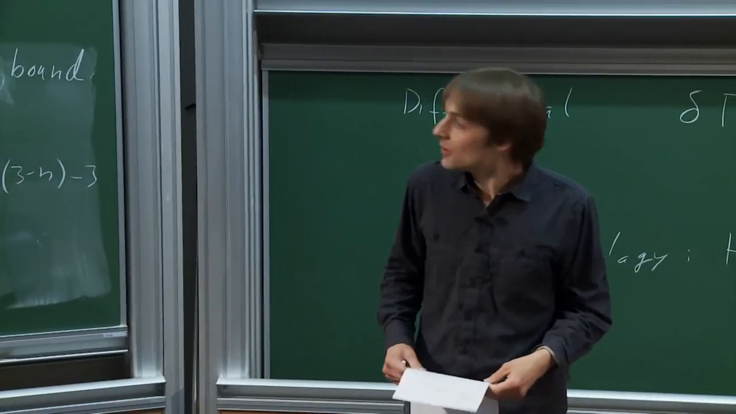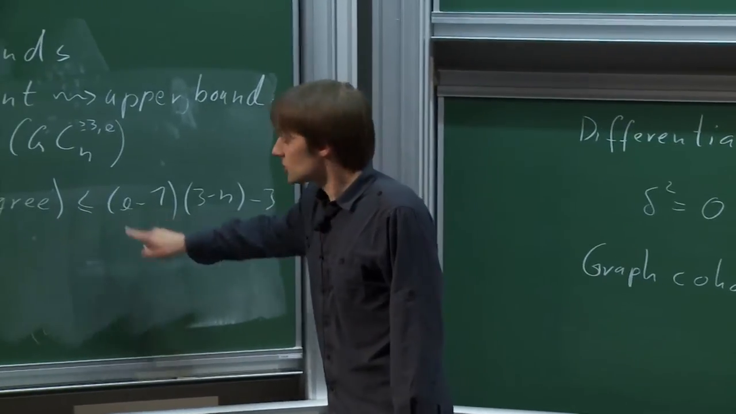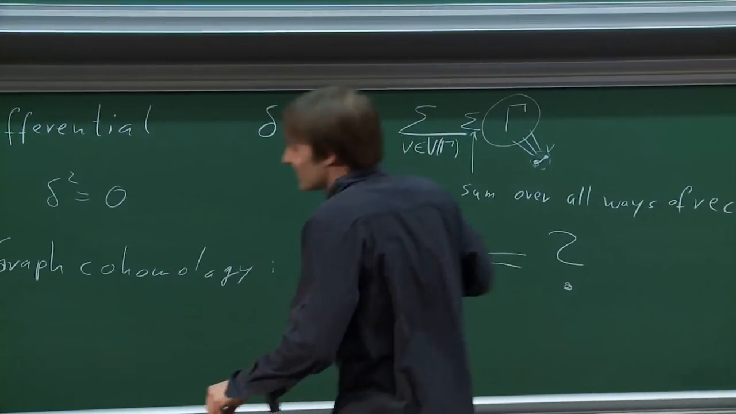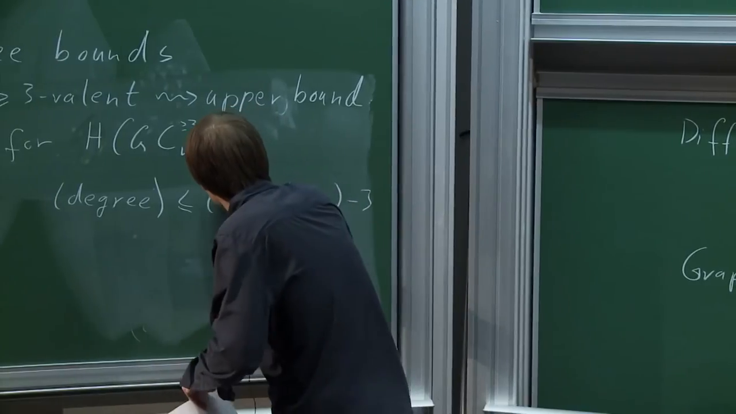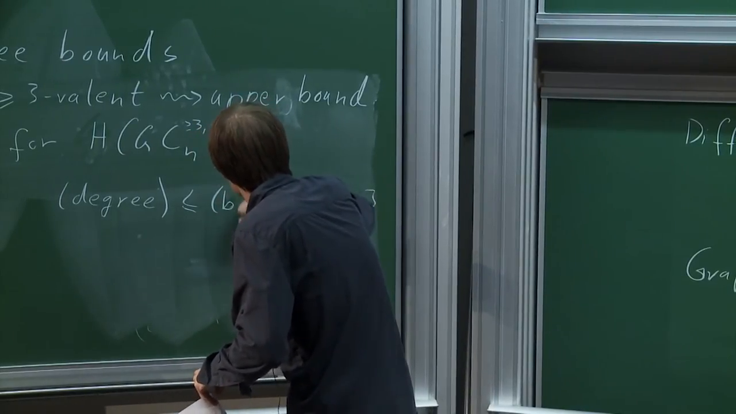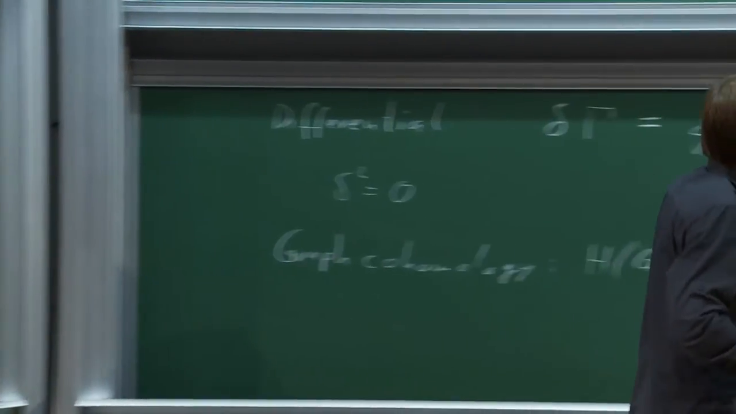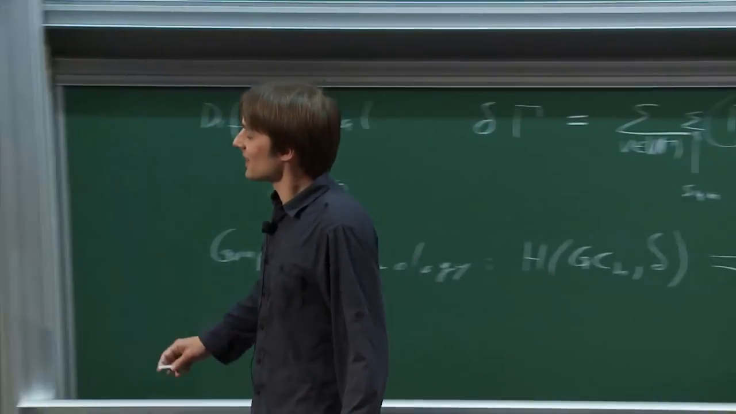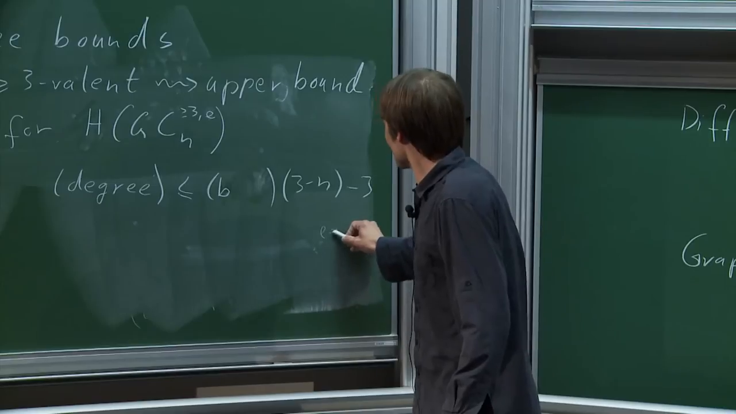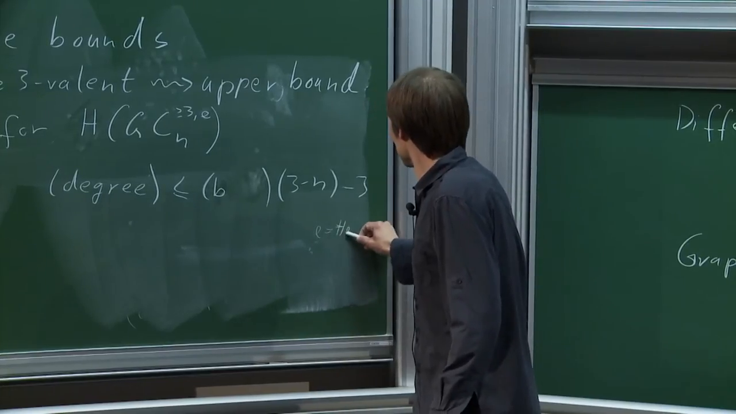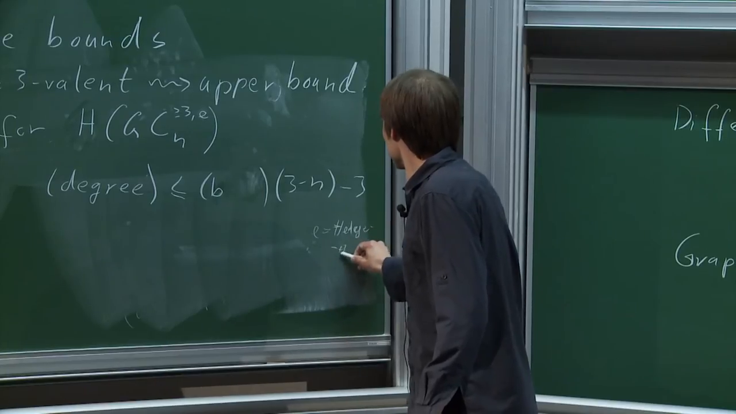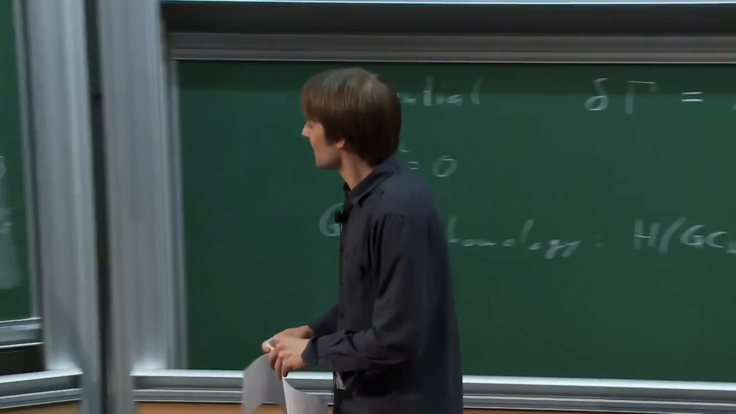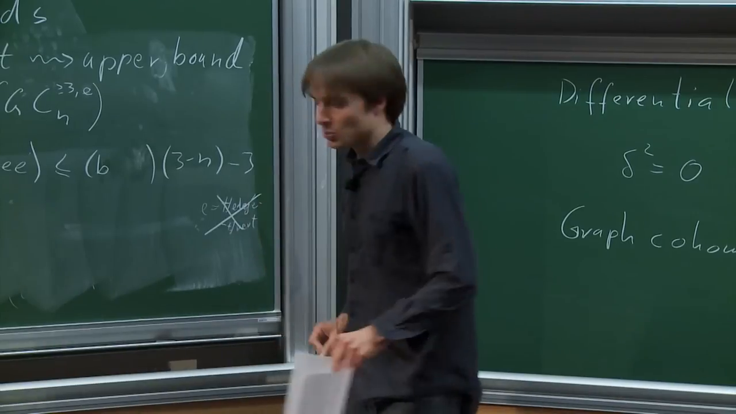Is E negative? E is positive. It's not negative, sorry. First Betti number? Yeah, let's say first Betti numbers. Yeah, absolutely, you're completely correct. My calculations, I usually define E as the number of edges minus the number of vertices. This is only correct up to sign.